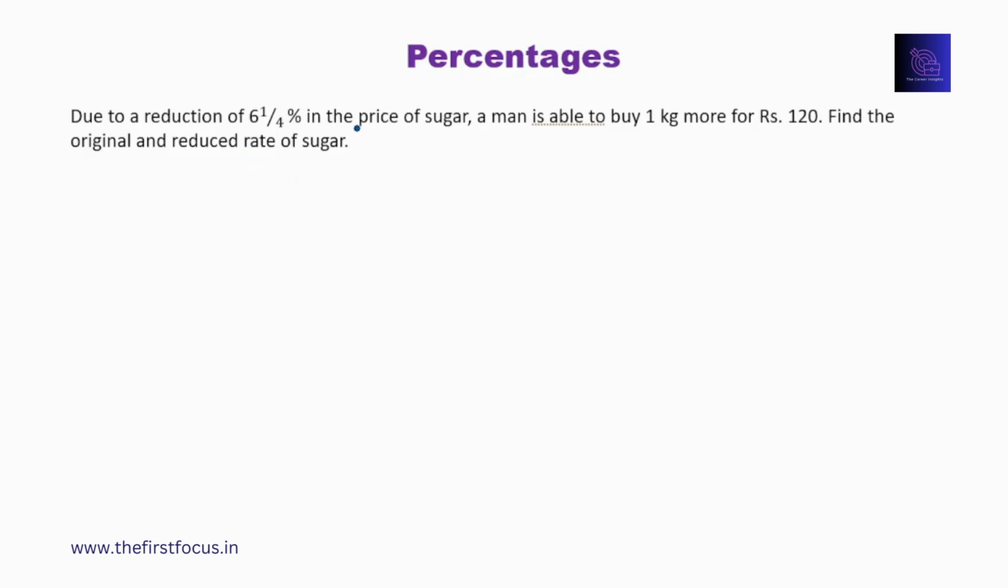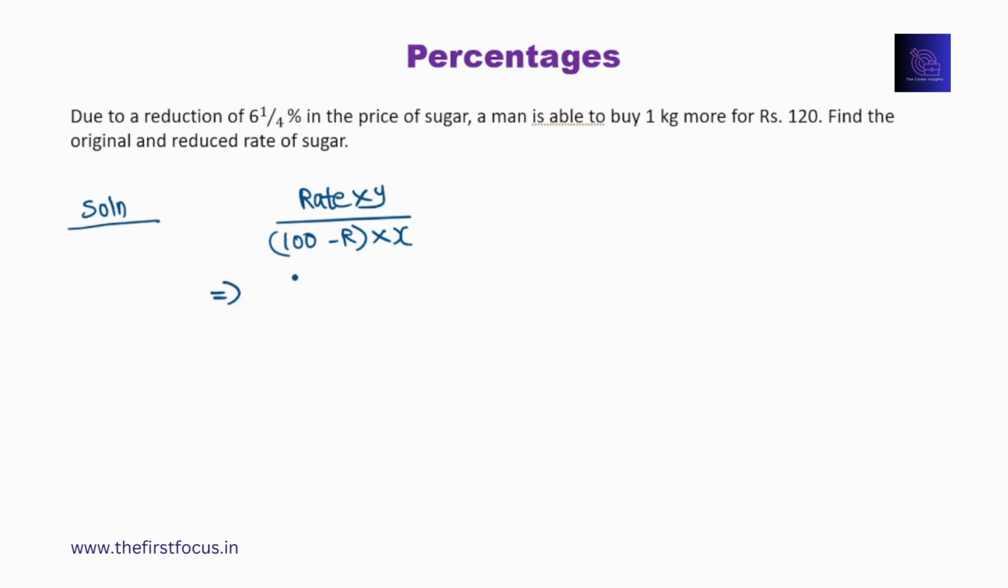Here our next problem is based on price. Due to the reduction of 6 1/4% in the price of sugar, a man is able to buy 1 kg more for rupees 120. Find the original and reduced rate of sugar. Here we can use this formula to find the original and reduced rate of sugar.